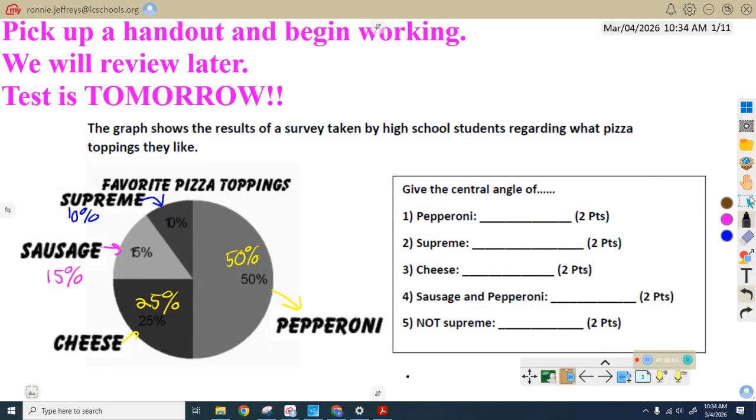We are doing our second day of review for our test tomorrow, even though some people come in and act like they've never heard about it.